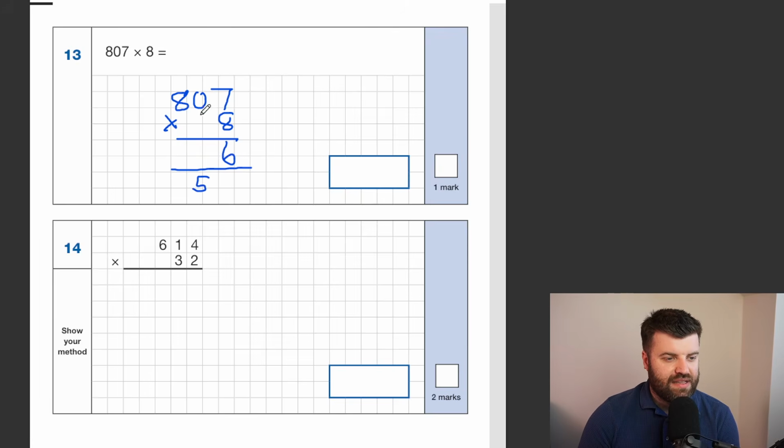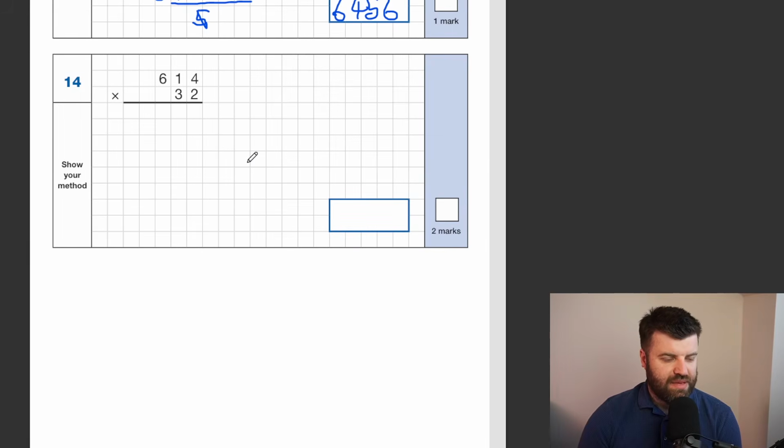And then 8 times nothing is nothing, but I've got my 5. So I whack up the 5 here in the 10s. 8 times 8, another tricky times table, is 64. So we get 6,456. Well done if you got that, because it shows you have a solid times table understanding. And if you weren't sure, you're going to get those questions wrong. So you need to learn your times tables.